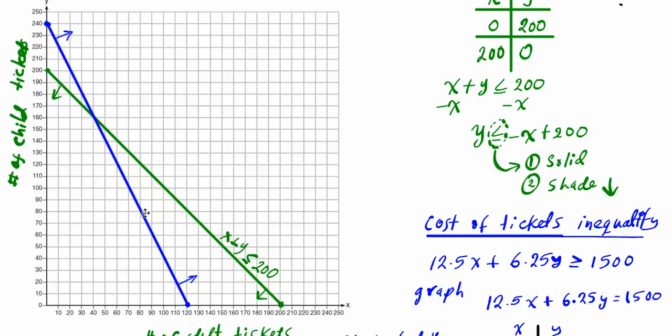Equation for the second line is, let's see, what is the equation? 12.5x. It's difficult writing it sideways. So, plus 6.25y is greater than or equal to 1500. Okay, there you have it. Now, those are the two inequalities.